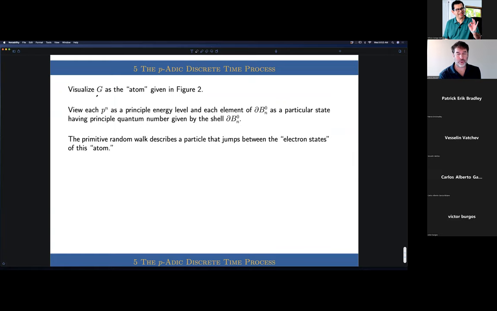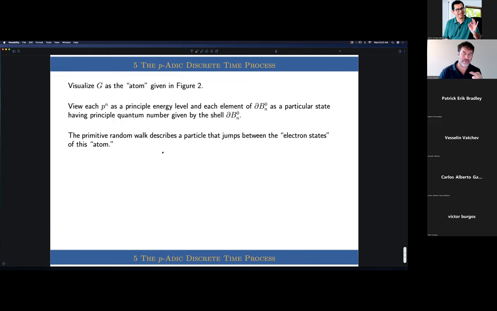If you visualize G as an atom, you view each P^n as a principal energy level, and these elements as a particular state having the principal quantum number given by that shell. The primitive random walk really describes a particle moving between electron states in this atom. The discrete time random walk is an exploration of a discrete energy landscape, which has finitely many states at each level.